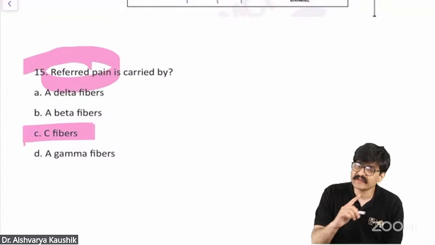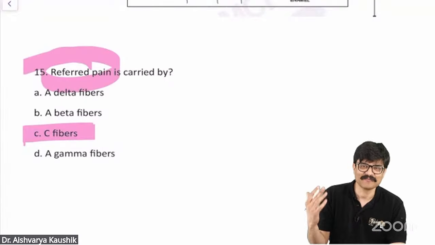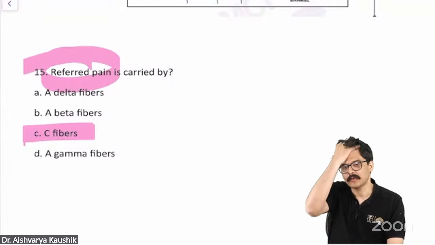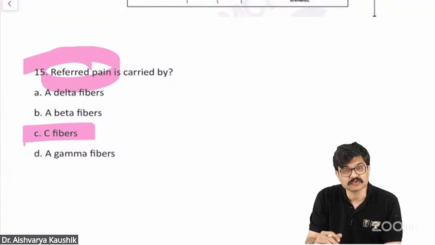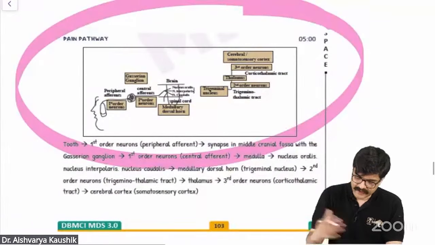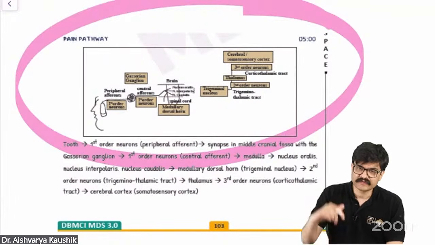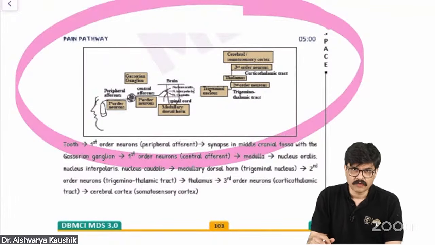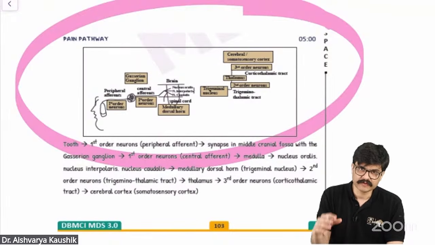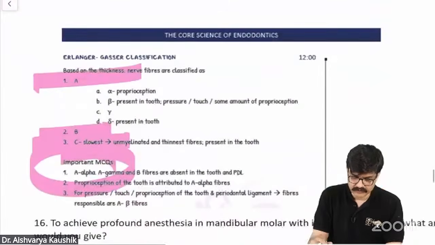The answer for central sensitization is also C fibers. Anything that is too bad with the tooth is all carried by C fibers. A delta is like the momentary pain of dentinal hypersensitivity or superficial caries. Okay, next question, guys. As always, this is dealt with in great detail in our lectures and in our notes, which are there with you always, soft copy, hard copy, everything.